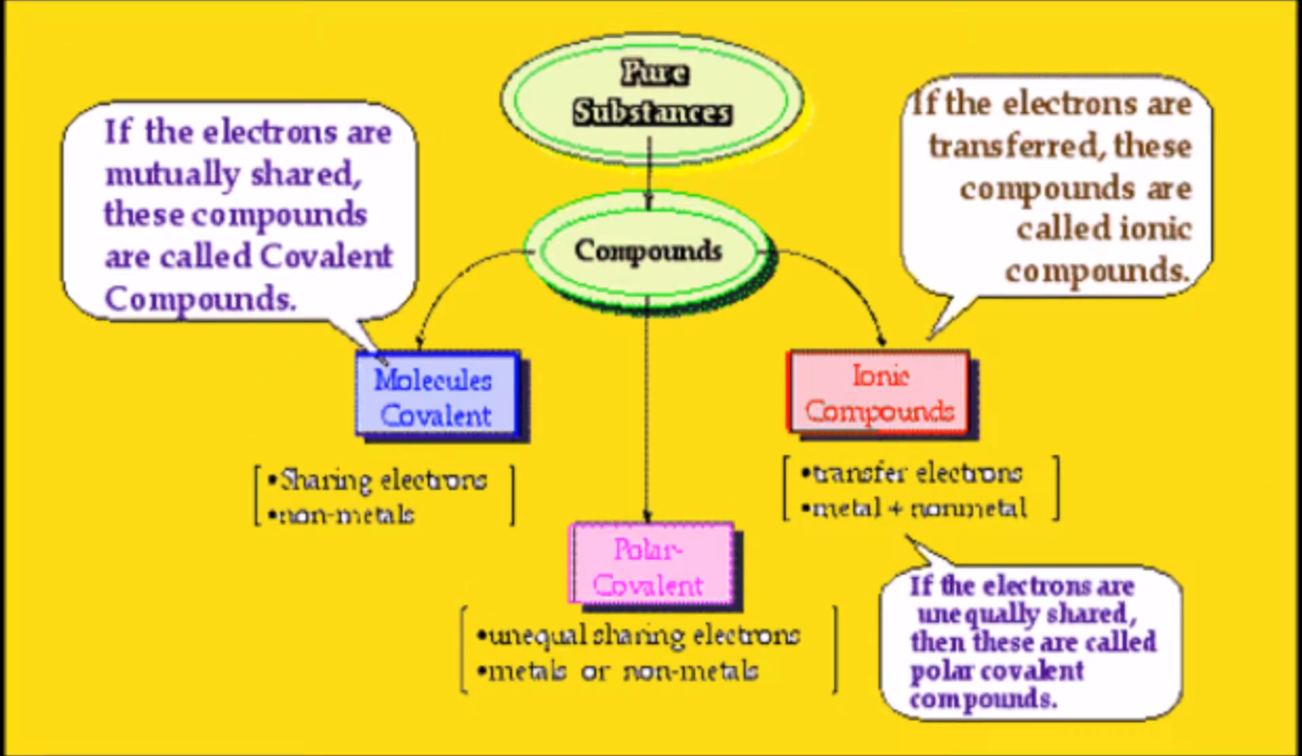Pure substances, also known as elements, can create compounds when two or more elements are combined. In turn, these compounds can be classified as either covalent, polar covalent, or ionic. If the electrons are unequally shared, then these are called polar covalent compounds. And if the electrons are transferred, then these compounds are classified as ionic compounds. And lastly, if the electrons are mutually shared, then these compounds are called covalent compounds.